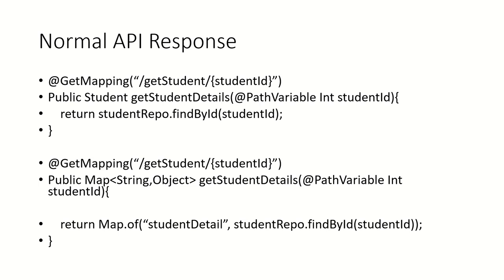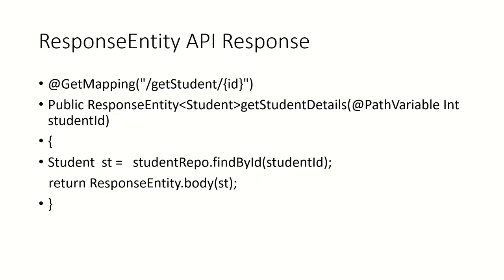So the first one is where you can use the entity or DTO as the return type. The second one is where you can use the generic approach, where you can create a list or a string or map to return your API response. These are the two normal ways of developing APIs. Now let's go to the next slide to discuss when we are going to use the response entity to return our API response.